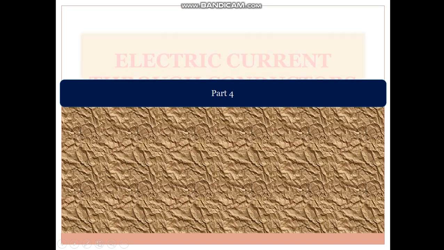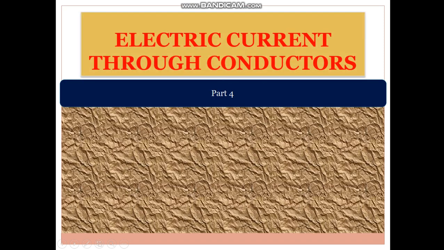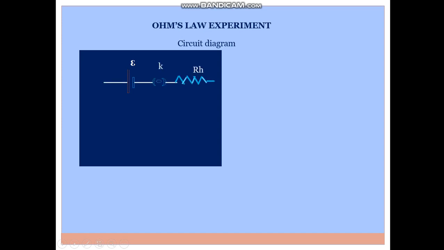So in part 4 of our electric current through conductors, we are again considering the Ohm's law experiment, the circuit diagram we had seen before with the cell E and the key K and the rheostat, which is connected in series with an ammeter, and the resistance under consideration back to the rheostat. We have a voltmeter which is connected across the resistance, or parallel to the resistance.